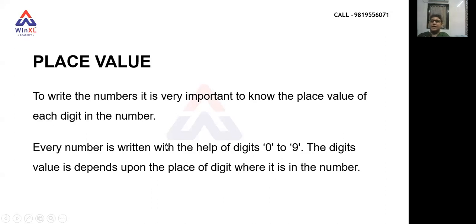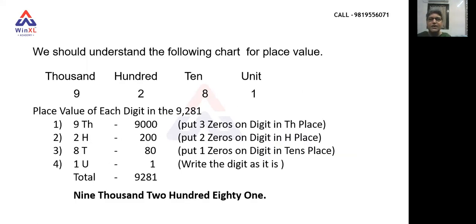Now we will learn place value. To write a number, it is very important to know the place value of each digit in the number. Every number is written with the help of digits 0 to 9. The value of a digit depends upon the place of the digit in the number. For that, we should understand the following chart for place value.